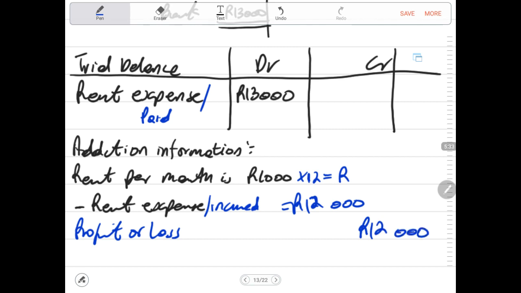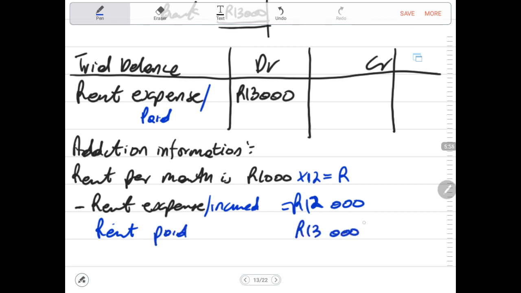This is what will be recorded in the income statement, 12,000. Why 12,000? Now I will be answering that question. We are saying the rent that we're supposed to pay is 12,000, meaning the rent that will be recorded in the income statement. Then we need to say how much rent is paid. We already know that the rent that is paid, which has already been recorded in our books, is 13,000 rands.